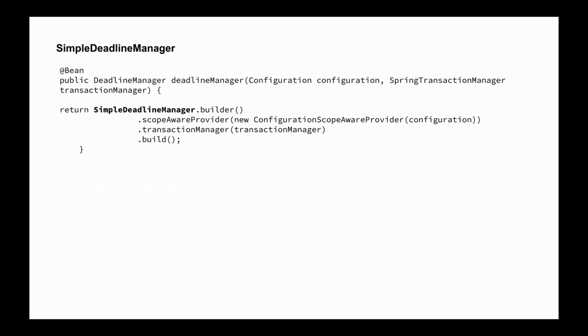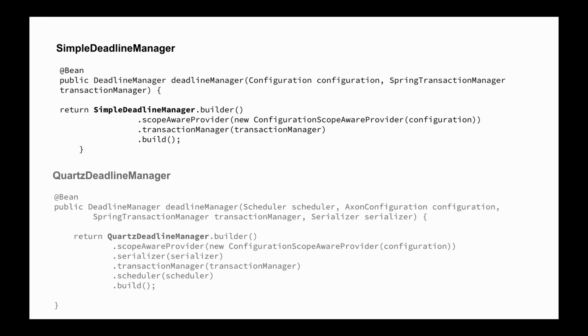Let's have a look at a little source code example. To schedule a deadline, you will first need to create a deadline manager and make it available as a bean. The deadline manager comes in two flavors. The first one is a simple deadline manager, and in the code snippet on my screen, I'm creating a new instance of a simple deadline manager. The second flavor is more advanced, and it creates an instance of a more advanced Quartz deadline manager.